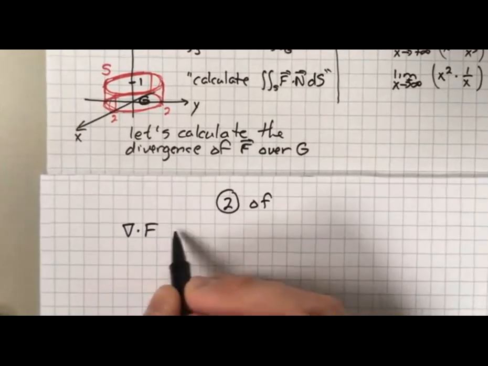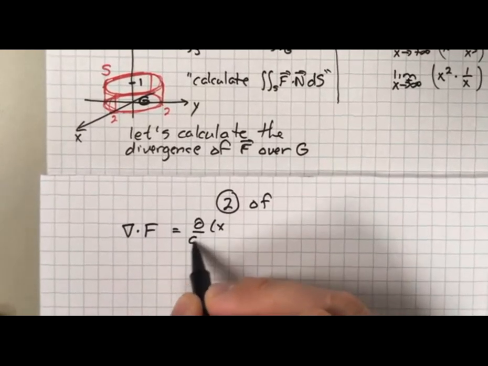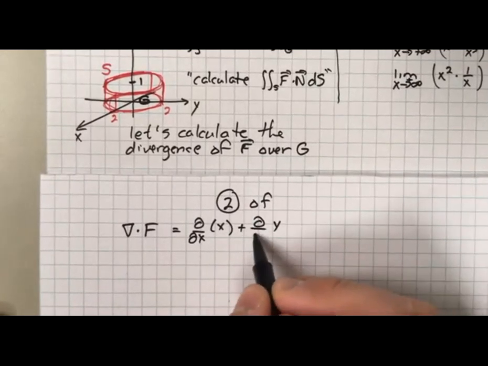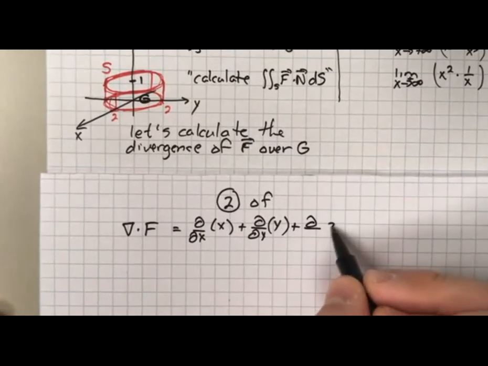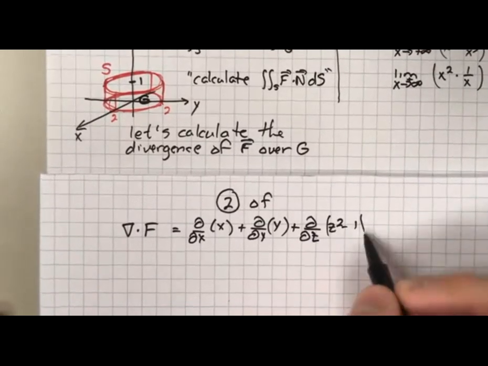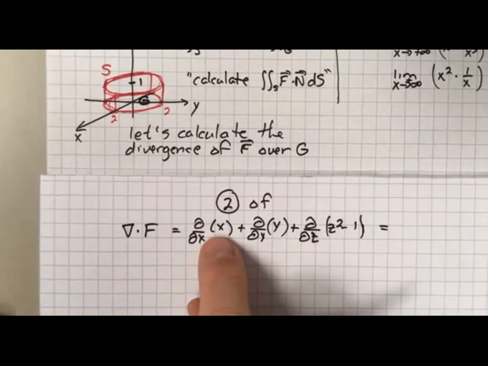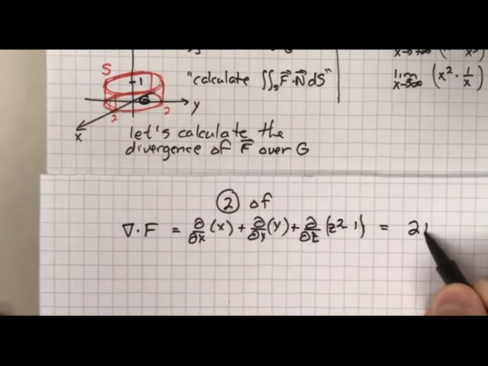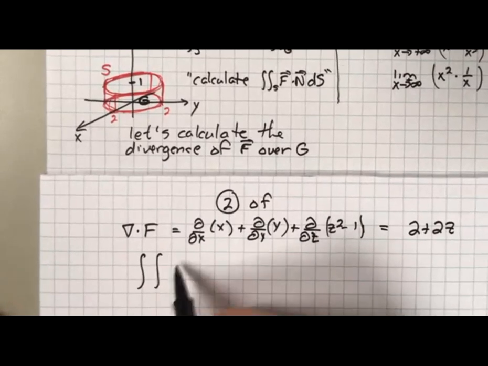Well, the divergence of this field is partial x plus partial y plus partial z of z squared minus 1. These are the 3 components of the field. And they're not difficult to deal with. 1 plus 1 plus 2z. So that's 2 plus 2z. And now I'm faced with this triple integral.